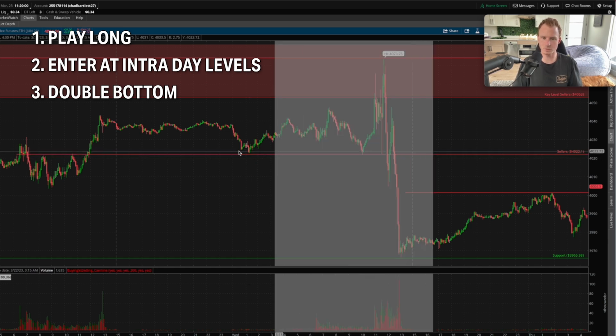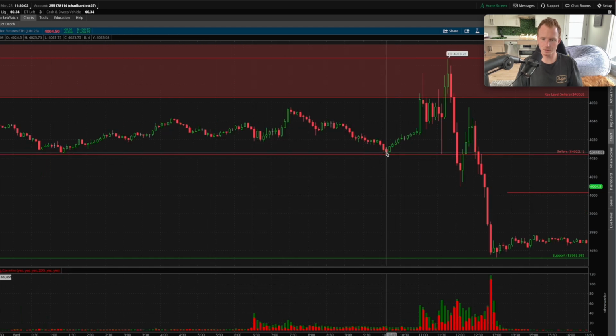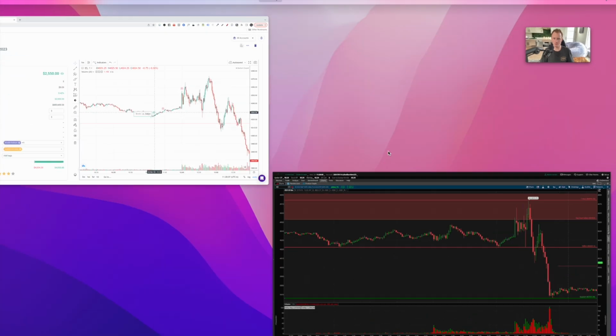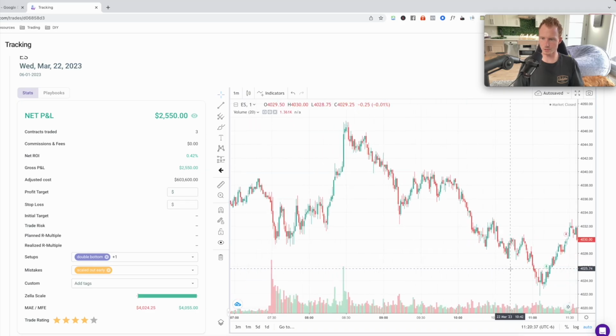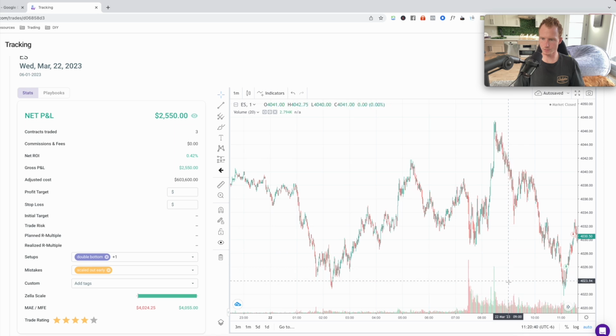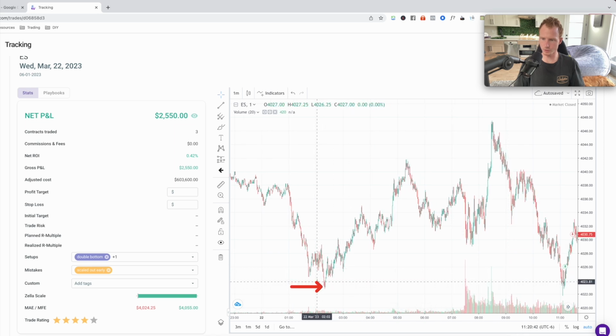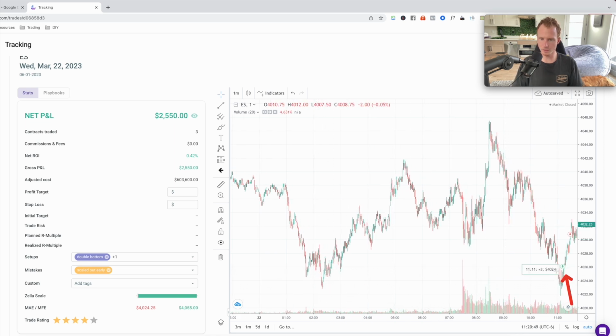Let's actually zoom in right here. This was at 10:10, right? So this chart is an hour behind this chart. So if we zoom out here, we can see this was where this lined up, this 40.22. I entered at 11:11, which lined up with this double bottom that we had.